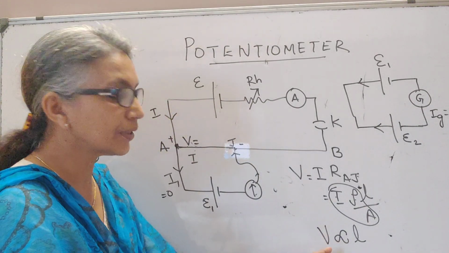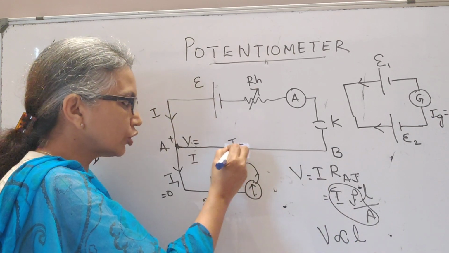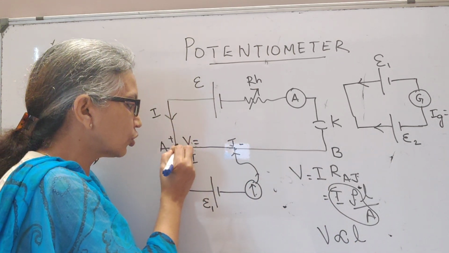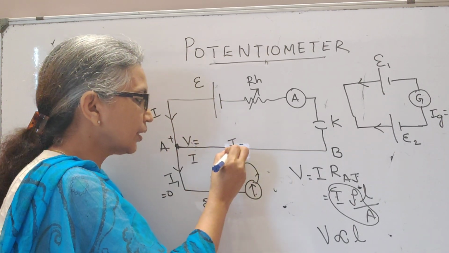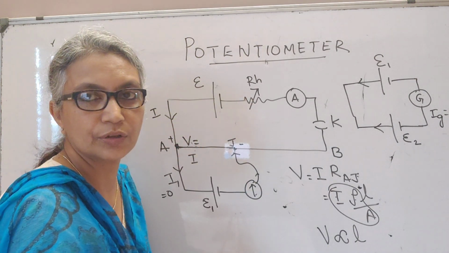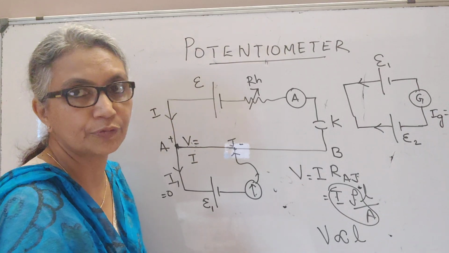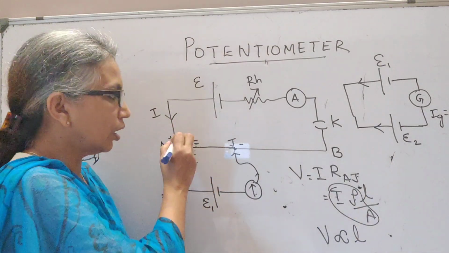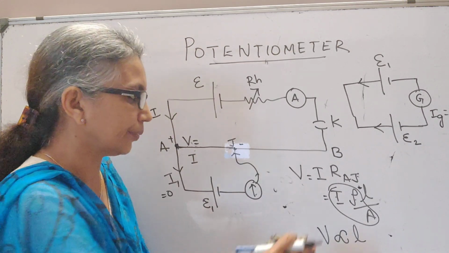And this is the principle of a potentiometer, that is, as you hold the jockey and start pulling to the right, as the length goes on increasing, the potential difference across that much length of wire also goes on increasing. So that is the principle of any potentiometer. V across the length of wire is directly proportional to that length of wire.